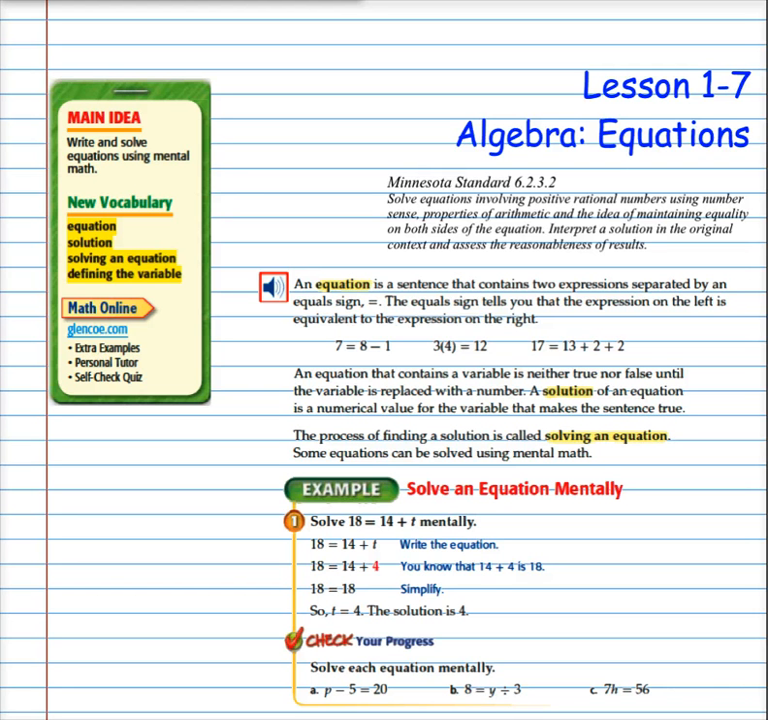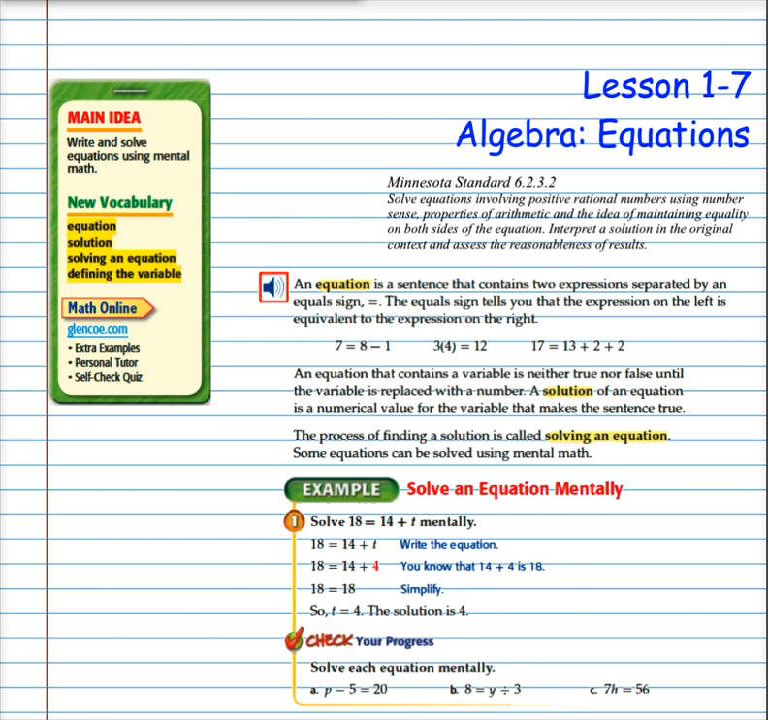This is lesson 1-7, Algebra, Equations. An equation is a sentence that contains two expressions separated by an equal sign. The equal sign tells you that the expression on the left is equivalent to the expression on the right. 7 equals 8 minus 1, 3 times 4 equals 12, 17 equals 13 plus 2 are all examples of equations.